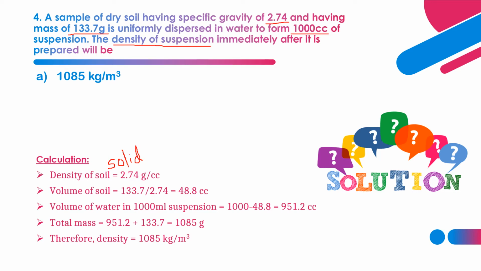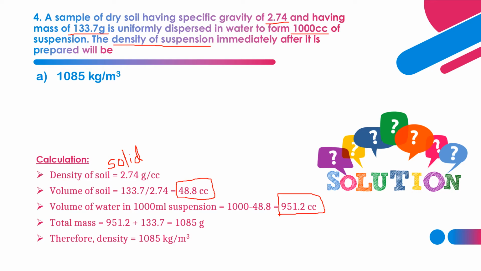2.74 because density of water is 1 gram per cc. So 2.74 divided by that one gives the 2.74 gram per cc. Volume of soil is 133.7 divided by 2.74, which gives 48 cc. Now the soil is poured in a 1000 ml suspension. Then volume of water will be 1000 minus 48.8. That gives volume of water as 951.2 cc.